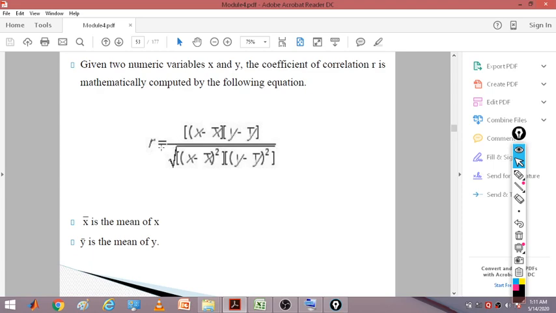So you can have r, which is nothing but x minus x bar into y minus y bar, divided by the square root of x minus x bar whole square into y minus y bar whole square. Where x bar is nothing but the mean of x, and y bar is the mean of your y.